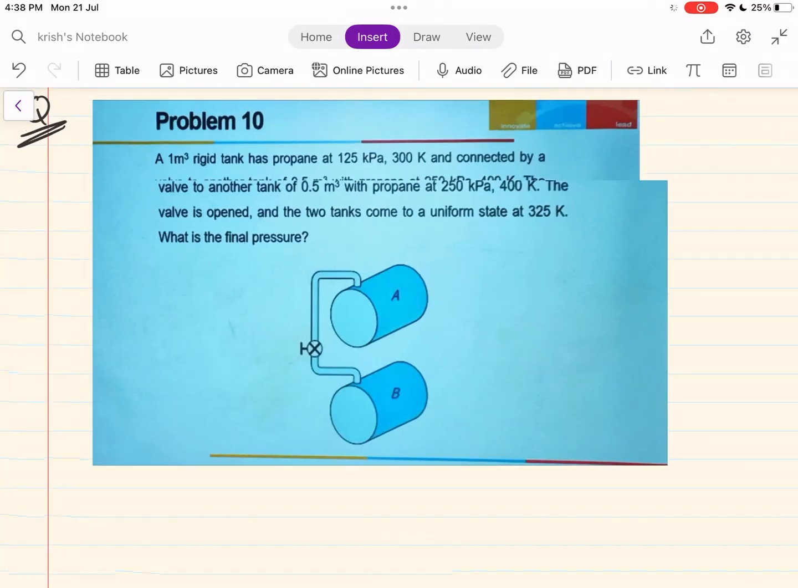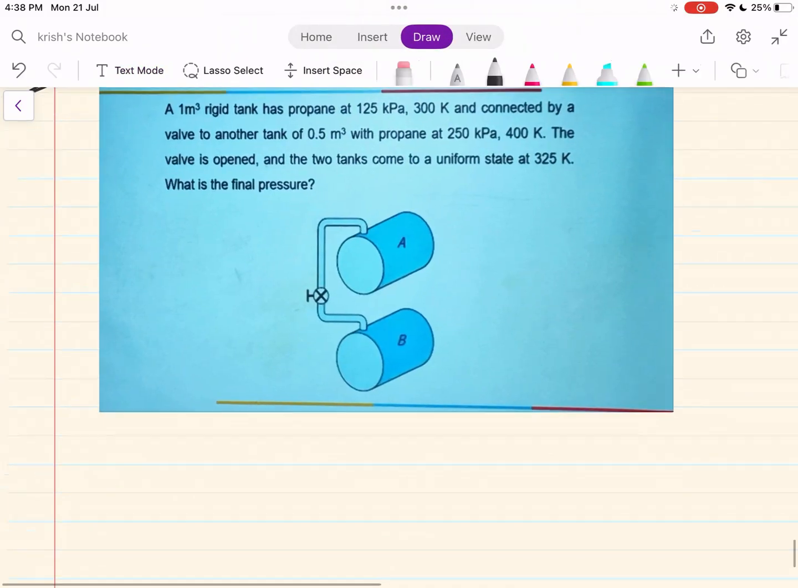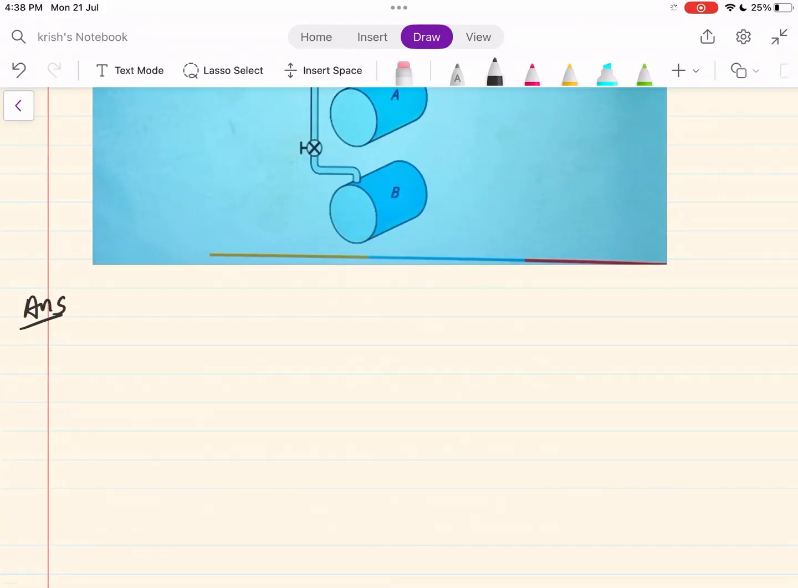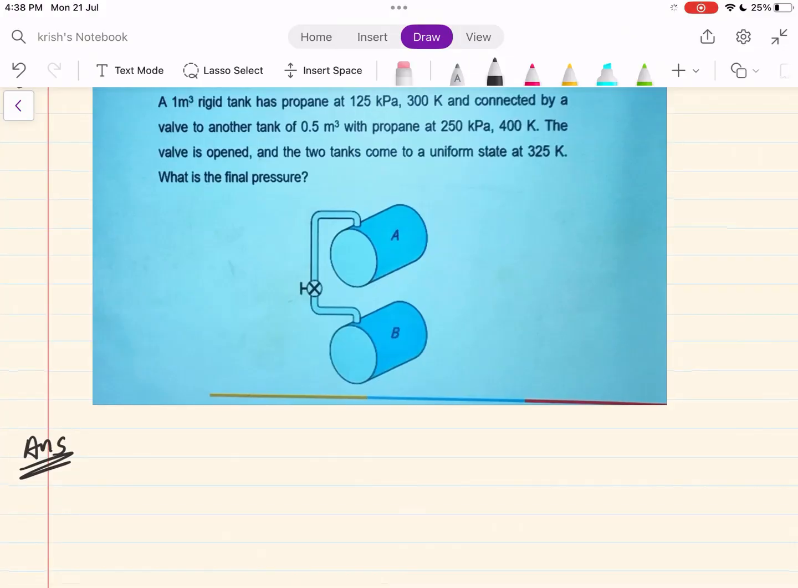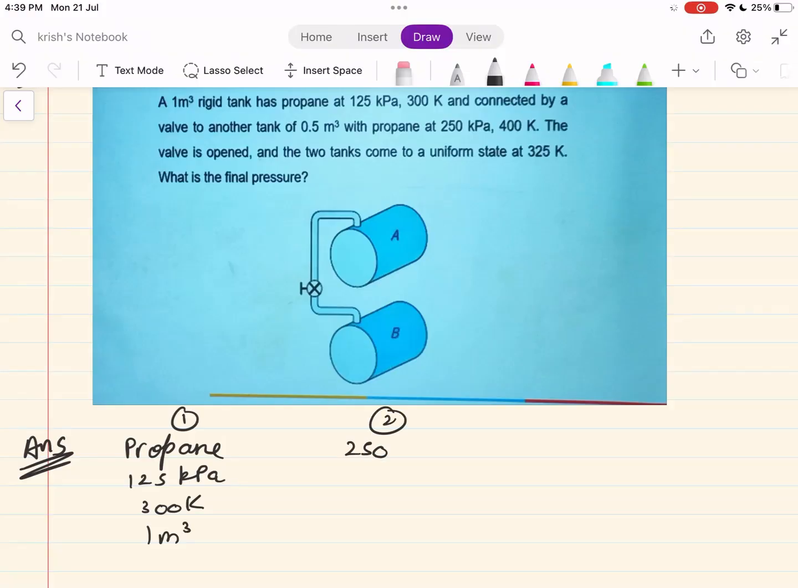Okay, this is a bit of a tricky one, so we'll have to do it very, very carefully. In fact, this entire tutorial is a bit tricky, requires a lot of thinking. Right, let's read it. A 1 meter cube rigid tank has propane at 125 kilopascals, 300 Kelvin, and is connected by a valve to another tank of 0.5 meter cube with propane at 250 kilopascals, 400 Kelvin.